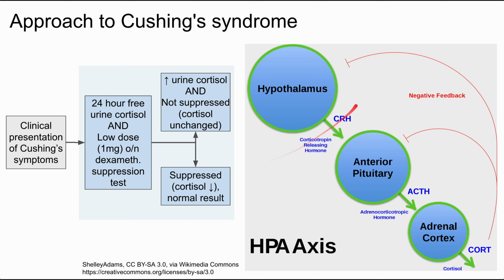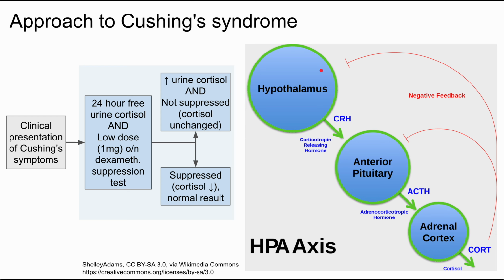Remember, this is the HPA axis. So, sorry to deviate a bit from the algorithm, but I think this will help us understand it. In the hypothalamus, we secrete CRH, which is corticotropin-releasing hormone, which stimulates the anterior pituitary to secrete ACTH, which is adrenocorticotropic hormone, and that stimulates the adrenal cortex to release cortisol. Cortisol feeds back on both of these. So cortisol inhibits production of ACTH and also inhibits production of CRH. So there are feedback loops all around this.